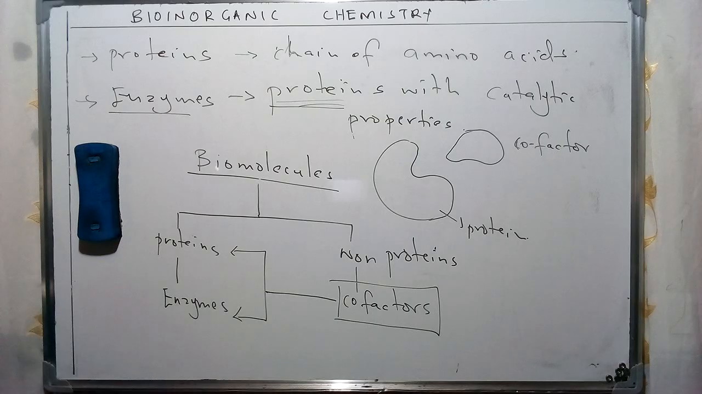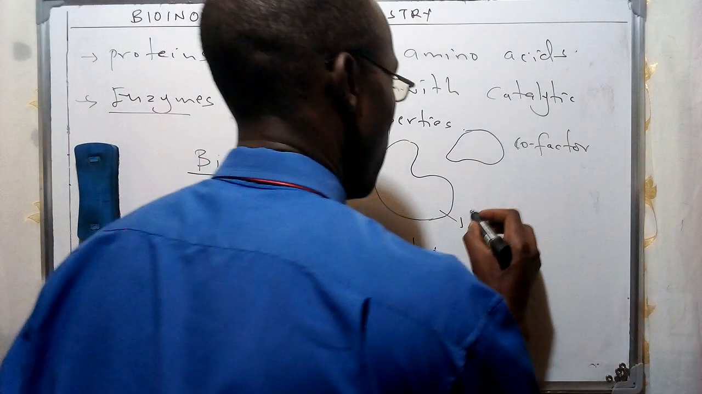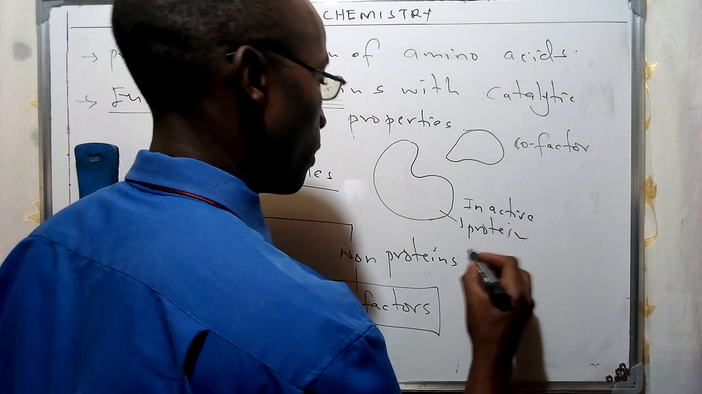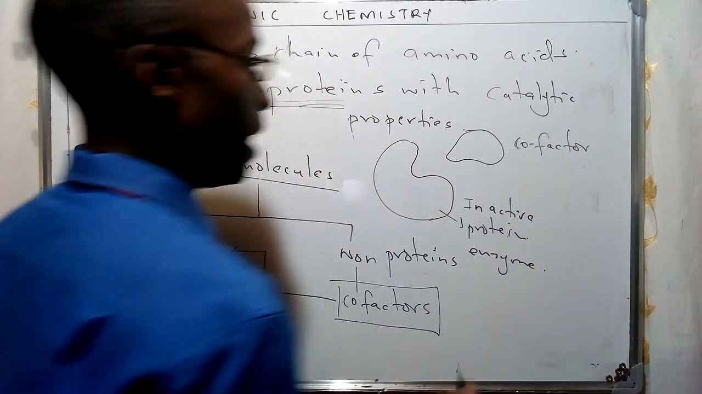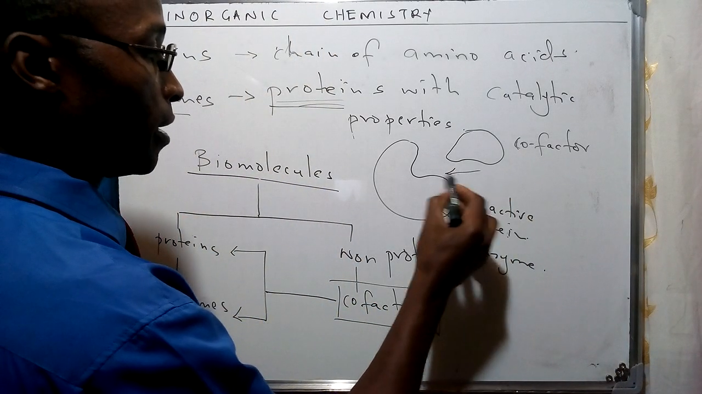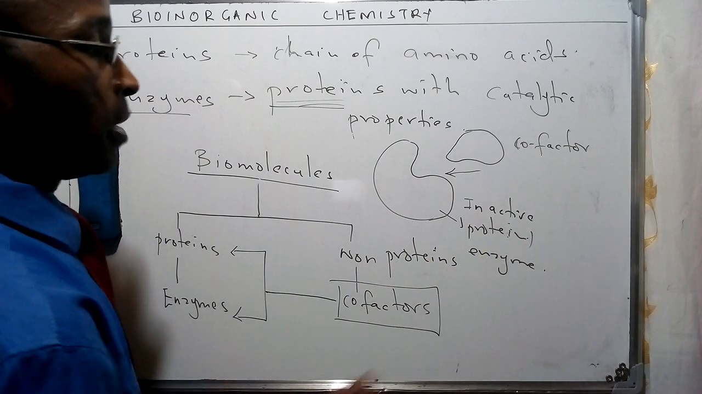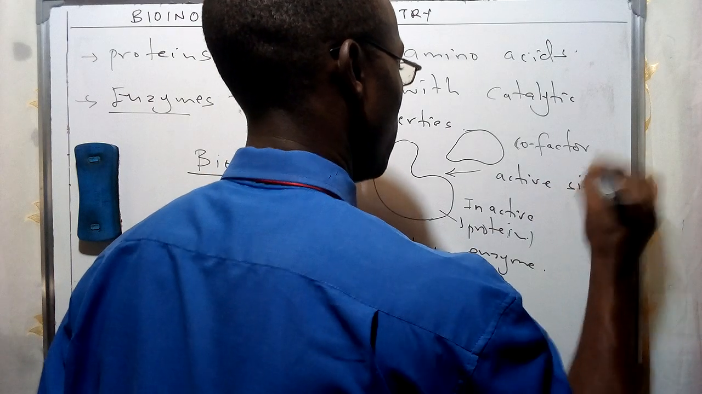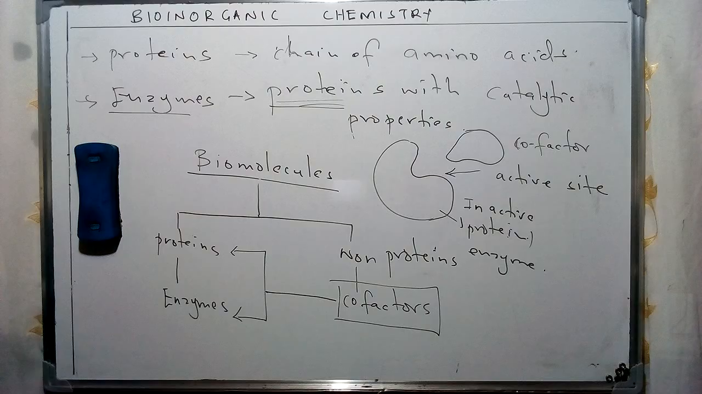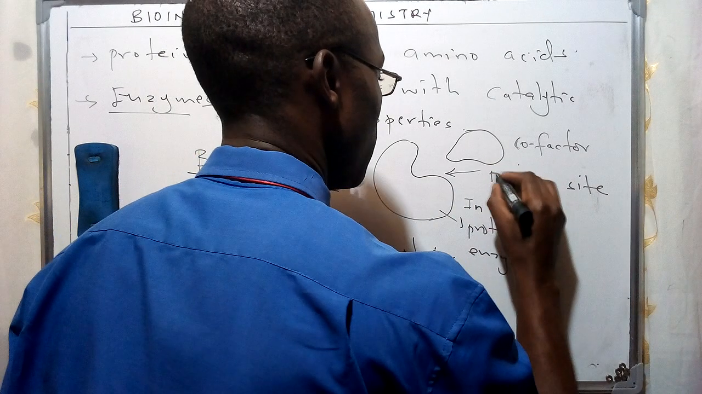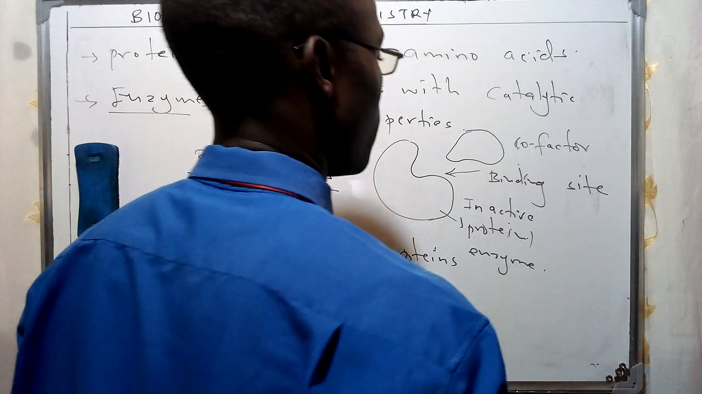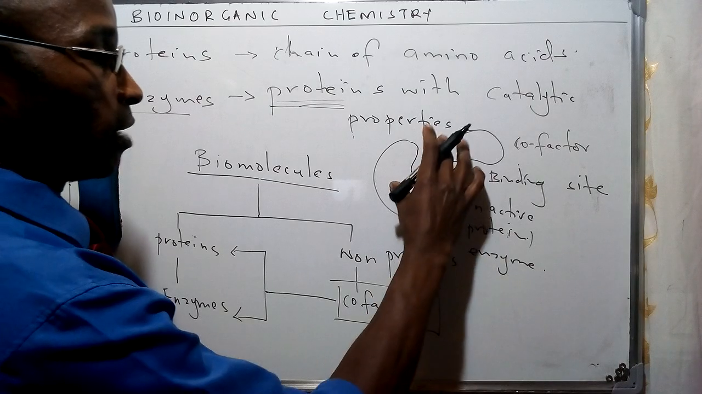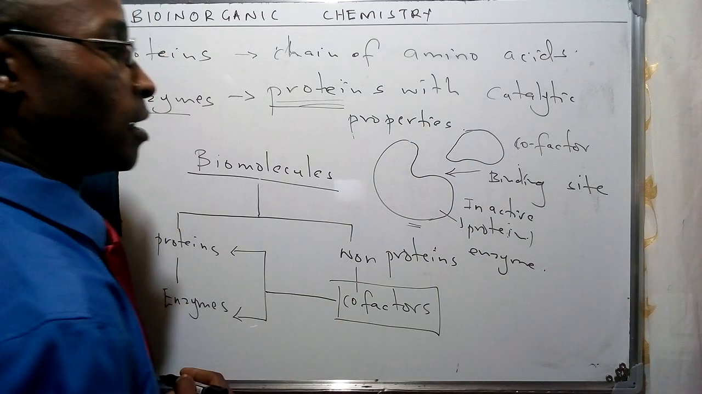Now, this is going to be achieved by a combination of an inactive protein or enzyme in this case, and a cofactor joining with this inactive protein or enzyme at a specific site that we call an active site. Or perhaps we can give it in terms of a binding site. So this binding site ensures that this inactive protein has been joined with a cofactor in order to activate it for its specific activity.